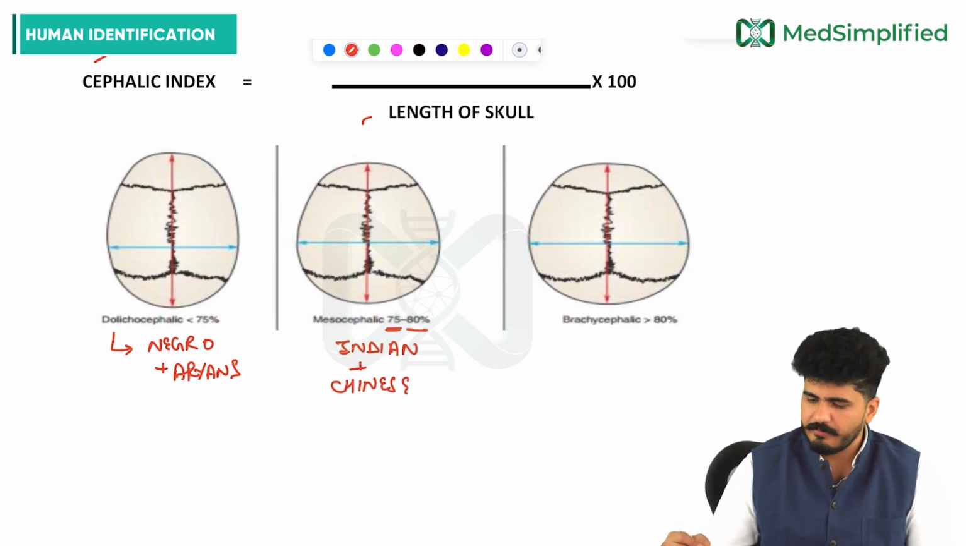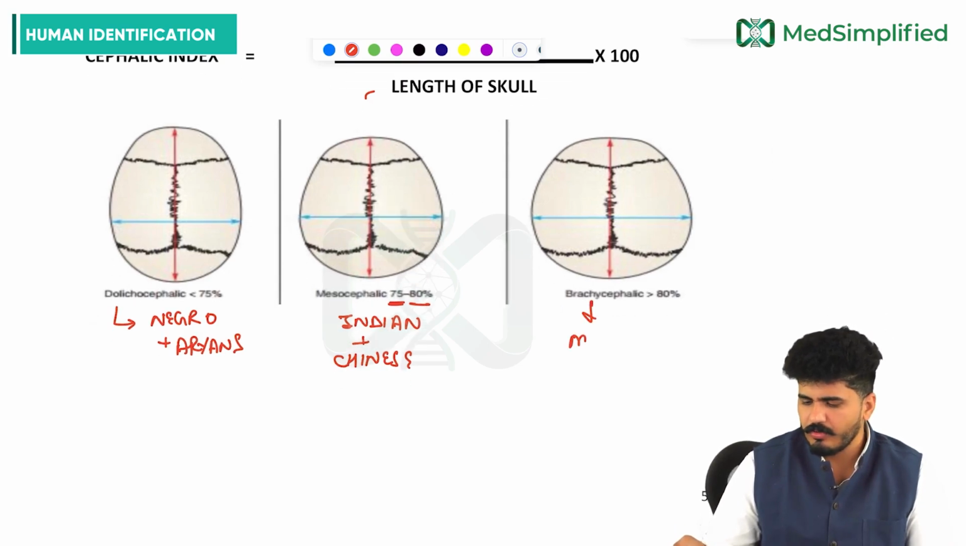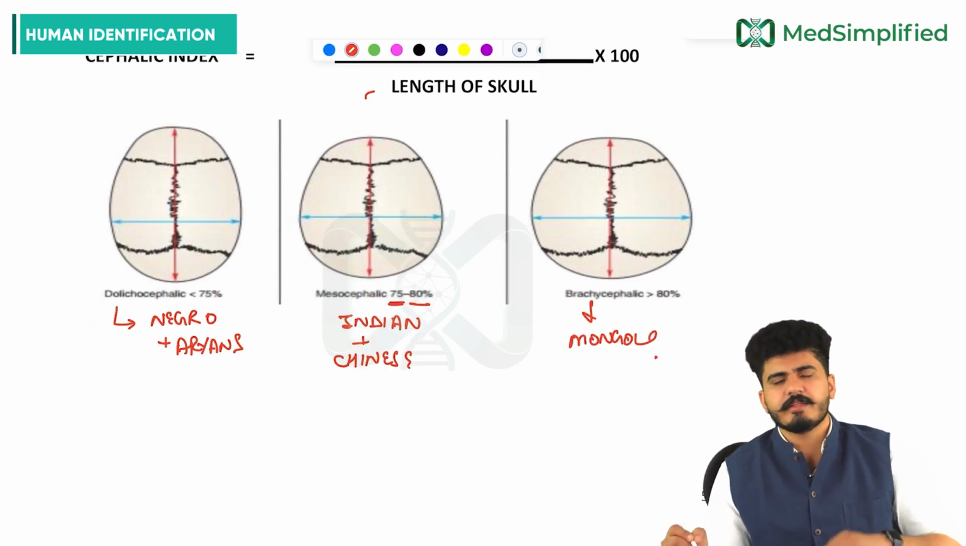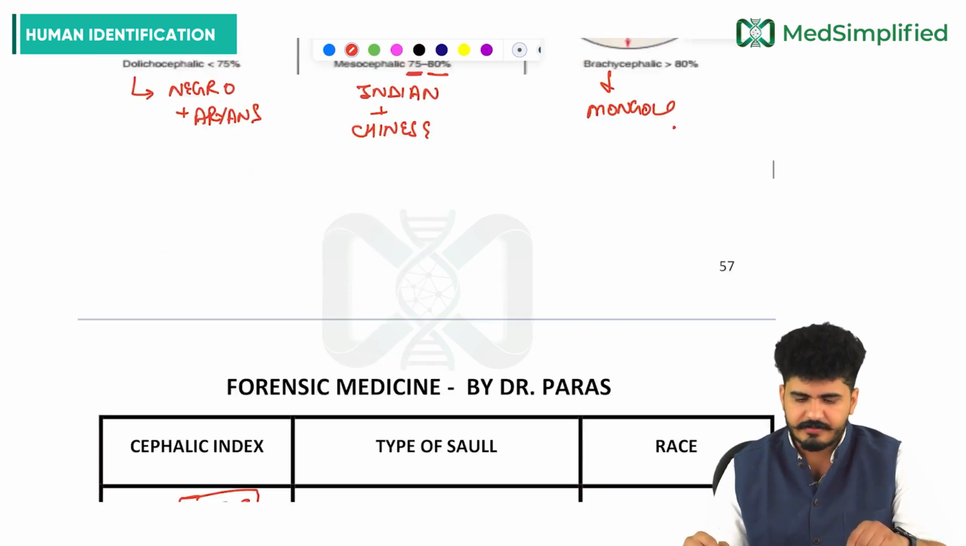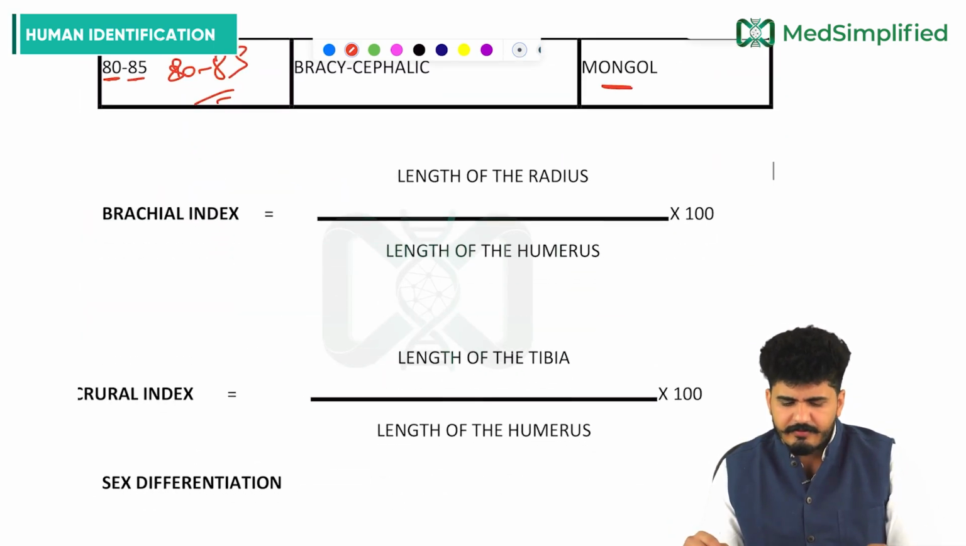Then brachycephalic, more than 80, is seen in the Mongols, my dear friends. So this is how we have learned.